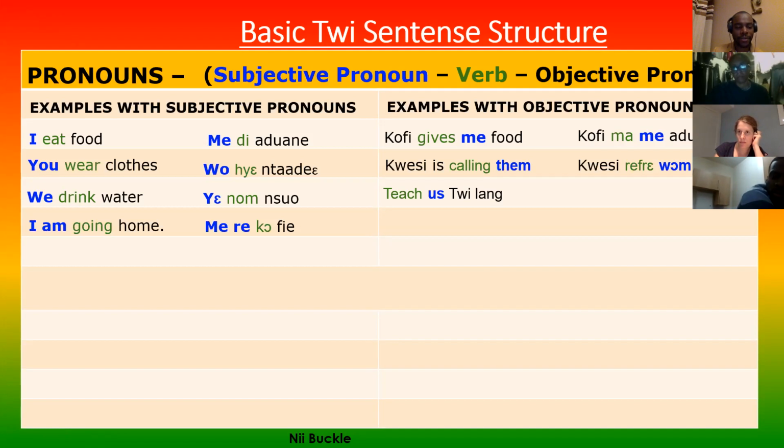The word is kyerɛ. Say kyerɛ. And this is it. Kyerɛ yɛn Twi kasa. Kyerɛ yɛn Twi kasa. That's it.